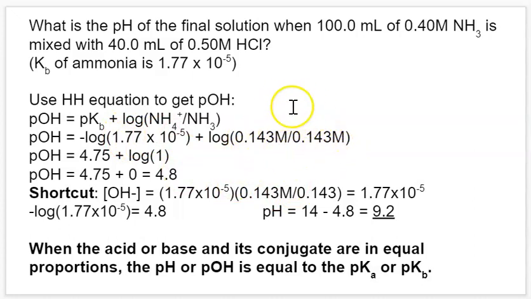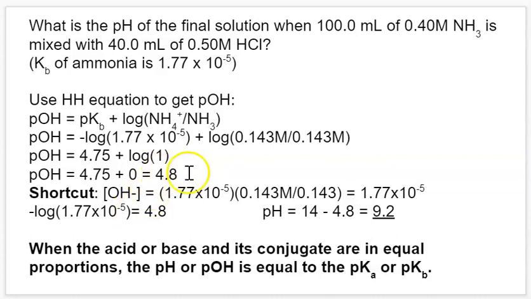So this is just going to be 1. And the log of 1 is actually 0. So this second term in the equation is just going to be 0 and basically cancel out. So the pOH in this case is just going to be equal to the pKb, which is going to be 4.75, aka 4.8 rounded to 2 sig figs.